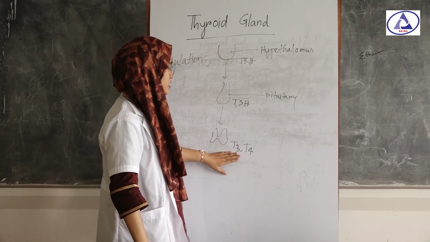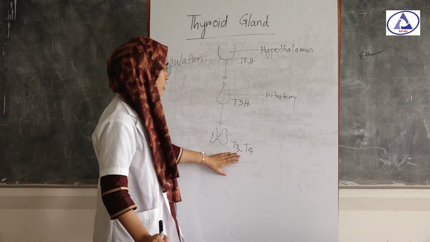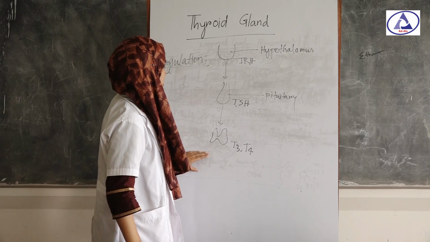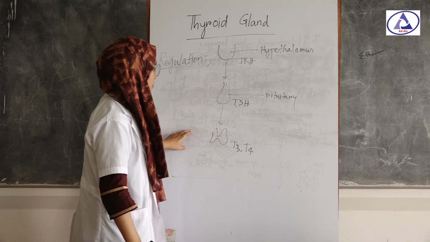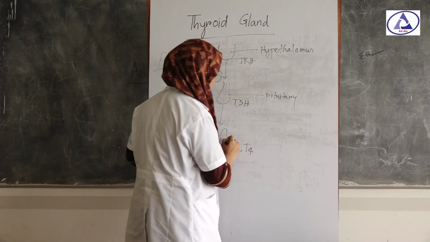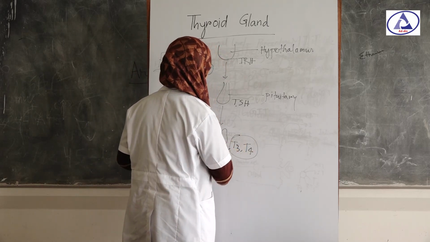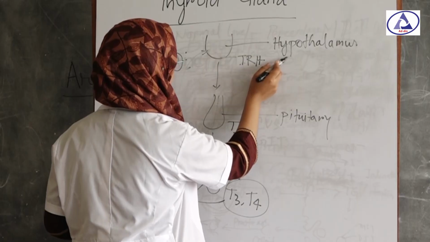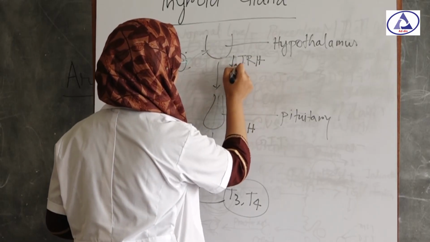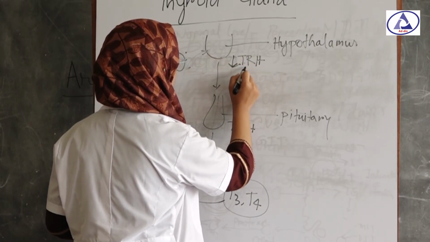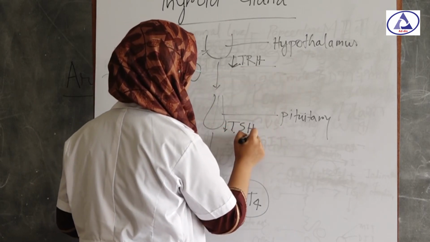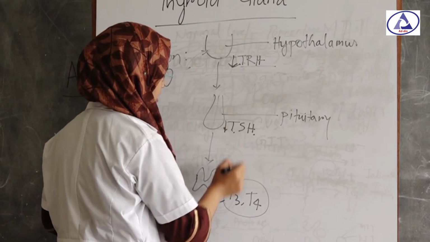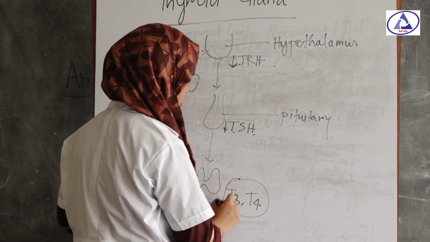This T3 and T4 have negative feedback on the hypothalamus and anterior pituitary. When there is more T3 and T4 in the blood, it will give negative feedback on the hypothalamus and there will be decreased release of thyrotropin releasing hormone and decreased release of thyroid stimulating hormone, and finally decreased secretion of T3 and T4.